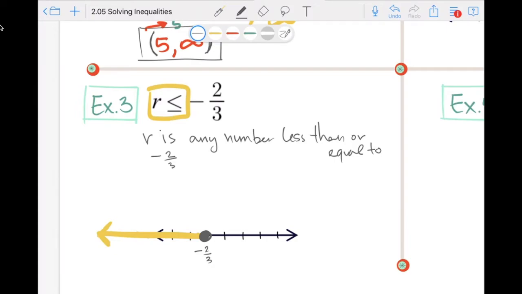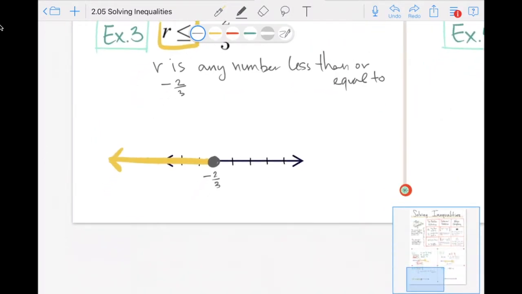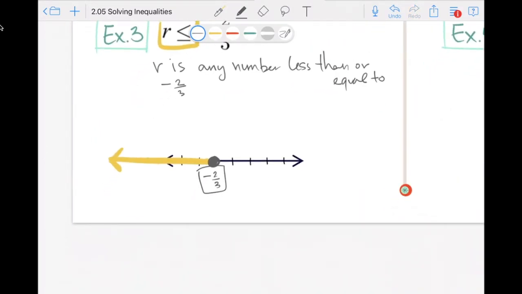Now notice before, the numbers that we saw associated with our dots were the first numbers in our interval. However, in this example, the negative 2/3 is actually the biggest number in the solution. So what we're going to do is put negative 2/3 as the second number in the interval. Because it's included, we need a bracket.